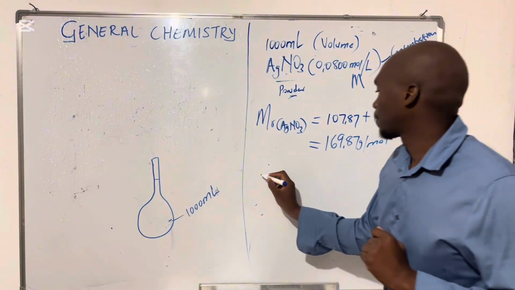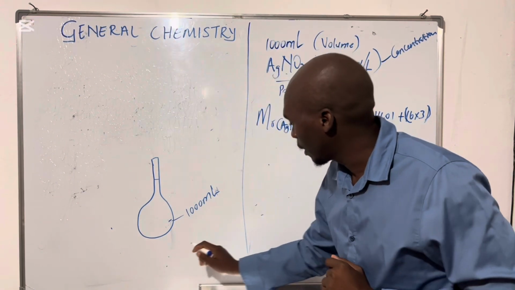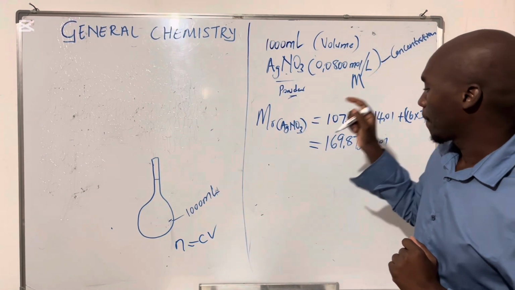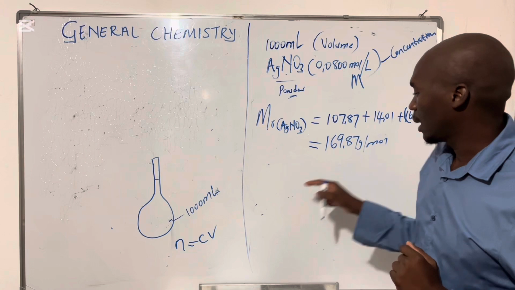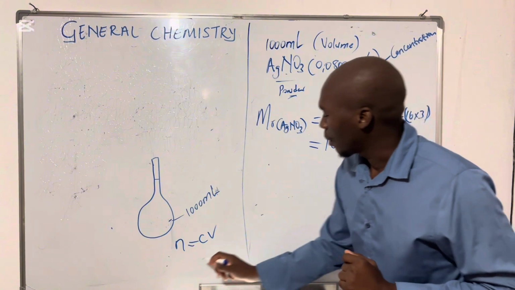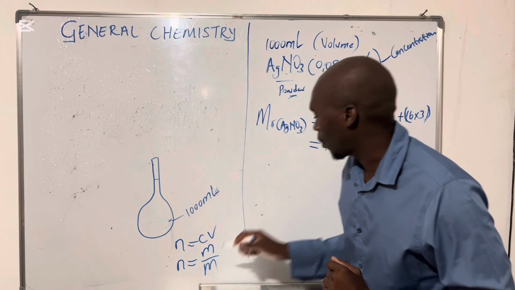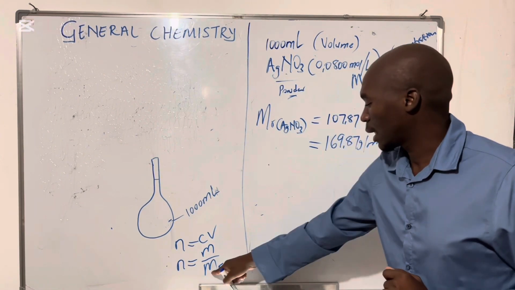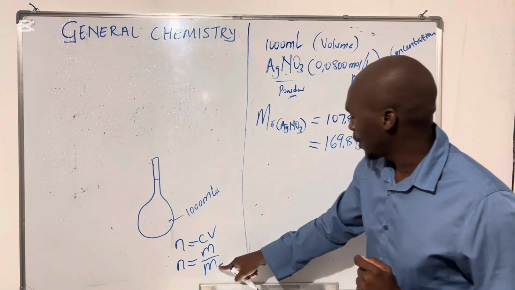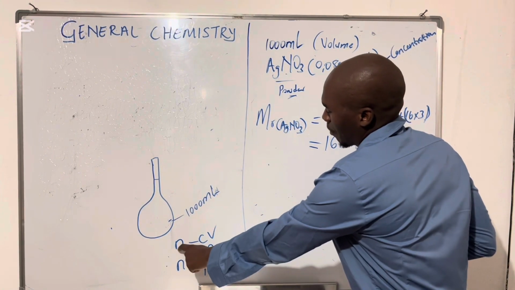Look at it in this manner. You know that number of mole is equal to CV, right? The concentration we know, the volume we know. But again, number of mole is equal to mass divided by molar mass. This is the capital letter M. So it simply means that if I want to find the mass, I can use this relationship. And now, how do I find number of mole first?